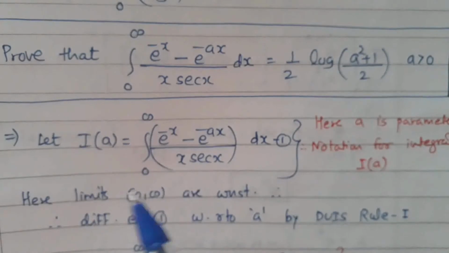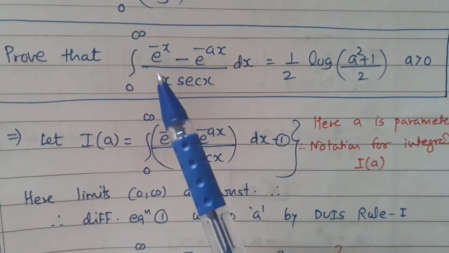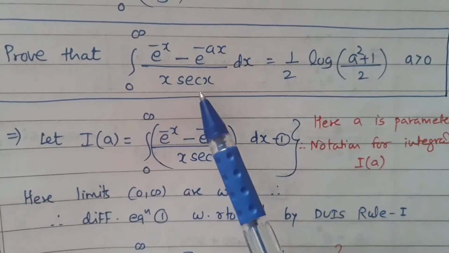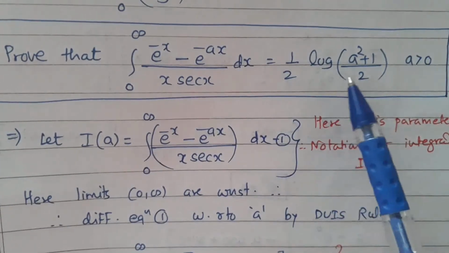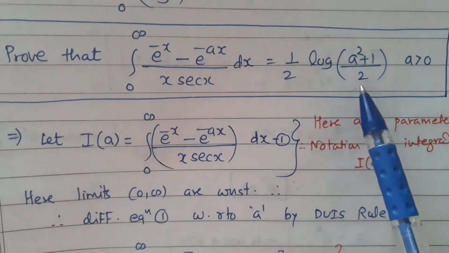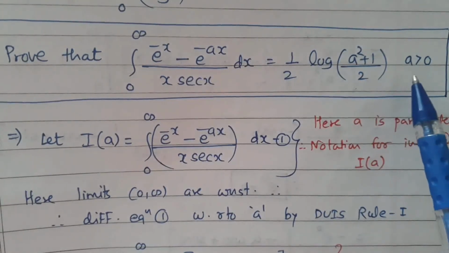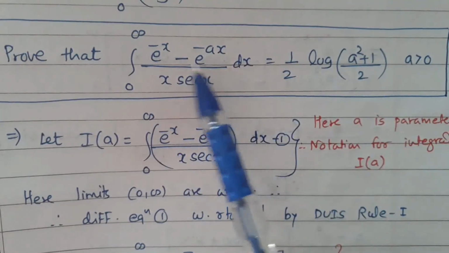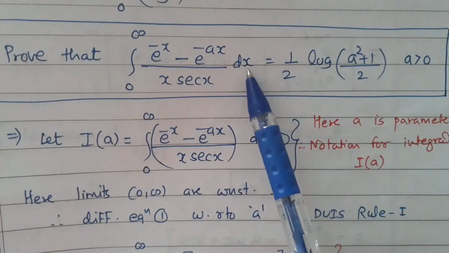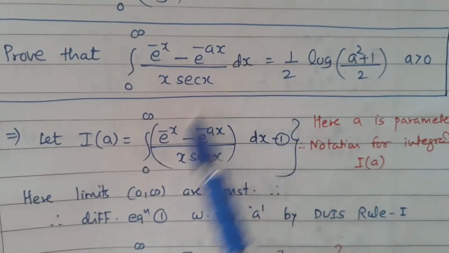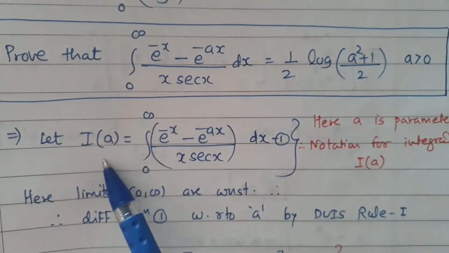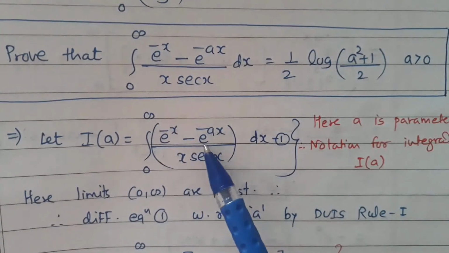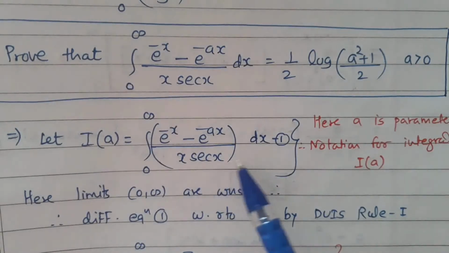Problem number 2. Prove that the integral 0 to infinity e raised to minus x minus e raised to minus ax upon x sec x dx is equal to 1 by 2 log of a square plus 1 upon 2, for all values of a greater than 0. Write the given integral in the notation. This function is to be integrated with respect to x, and a is the parameter, x is the variable. So the notation for this integral is I of a equals the integral 0 to infinity e raised to minus x minus e raised to minus ax upon x sec x dx.